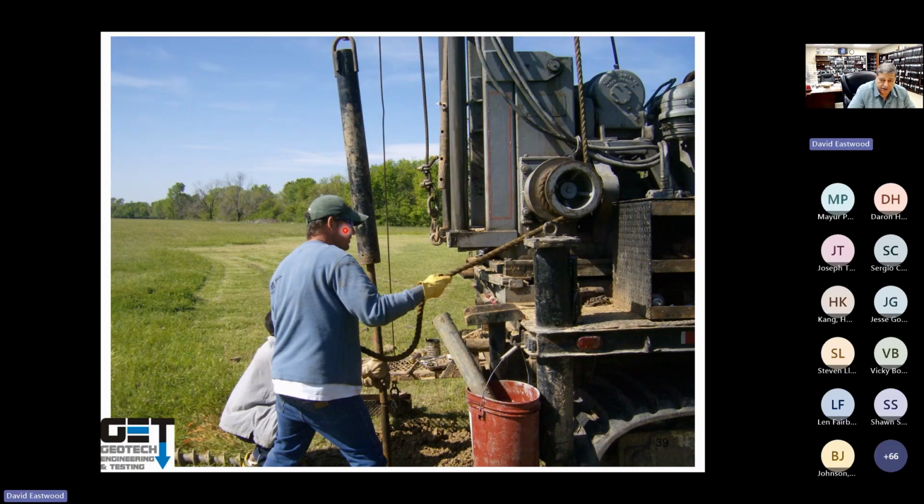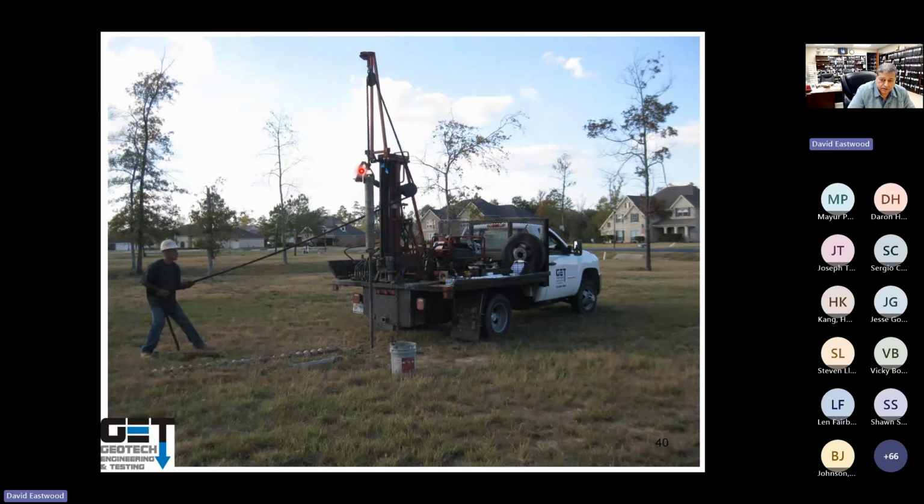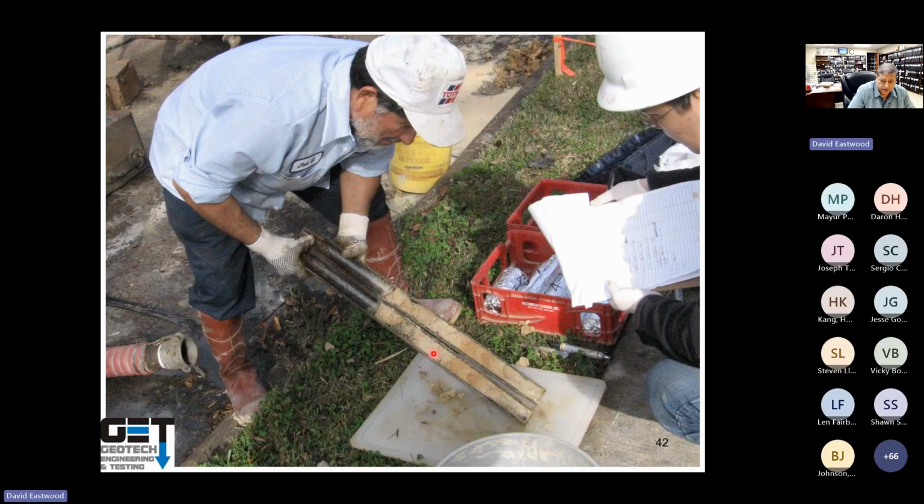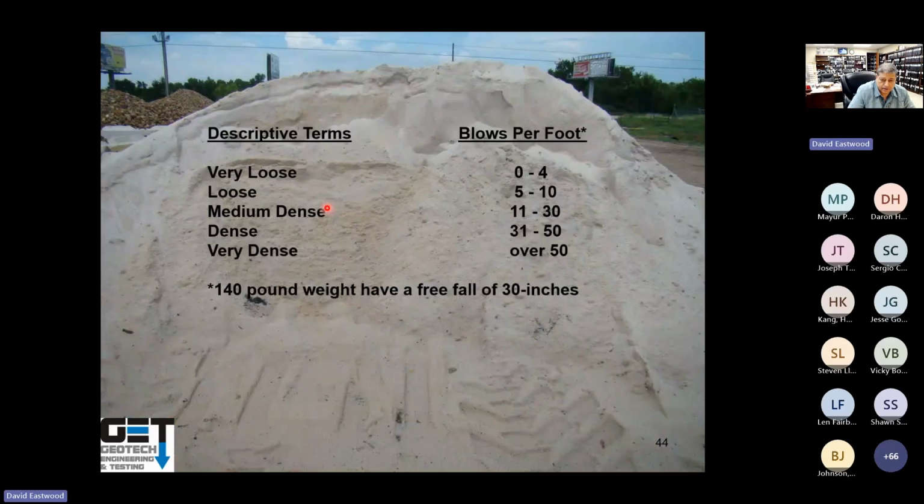If your soils are sandy, we test it with a standard penetration test. That's called SPT, and that's a 140-pound hammer that drops 30 inches. With this SPT hammer, you drive 6 inches, up to 18 inches into the ground to get a sample of the soil. It's a split spoon sampler. If your soils are 0 to 4 blow counts, it's very loose. 5 to 10 is loose. Medium dense, 11 to 30. Dense, 31 to 50. So if I'm doing a roadway, a lot of times my soils are very loose.